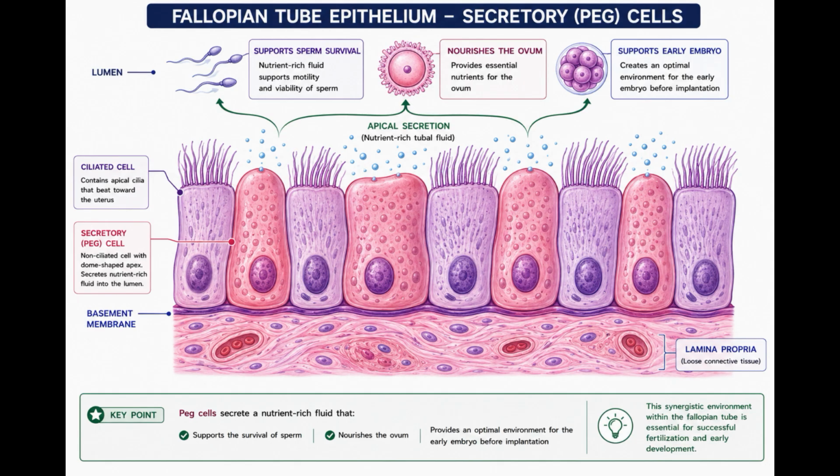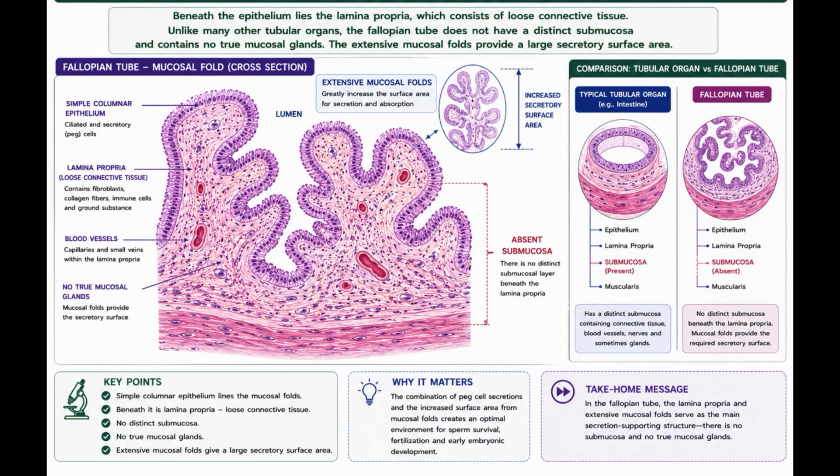These non-ciliated cells produce a nutrient-rich fluid that supports the survival of sperm, nourishes the ovum, and provides an optimal environment for the early embryo before implantation. Beneath the epithelium lies the lamina propria, which consists of loose connective tissue. Unlike many other tubular organs of the body, the fallopian tube does not possess a distinct submucosa, and it contains no true mucosal glands. The extensive mucosal folds themselves are sufficient to provide the large secretory surface area required for its function.